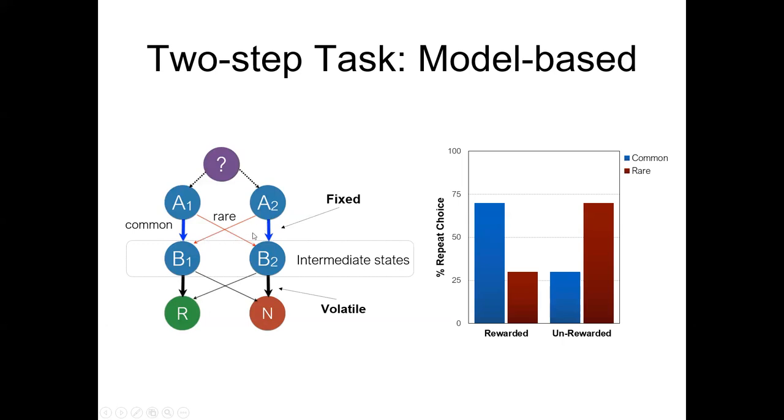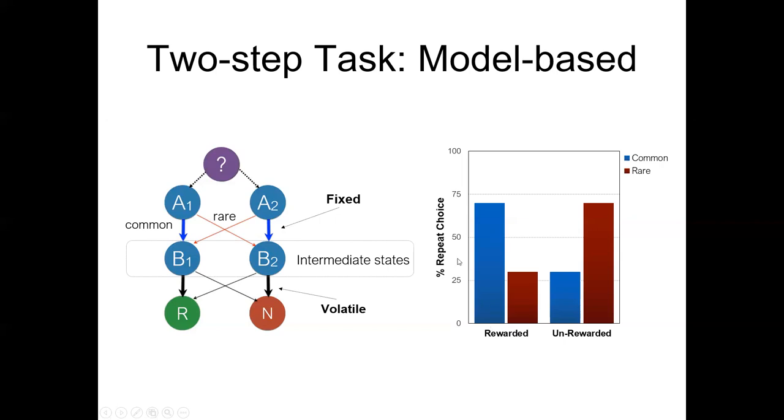So the key here is that the probability at this level is fixed and the probability at this level is not. So you should always adjust your action based on whether B1 or B2 is now associated with reward, right? So if you see an intermediate outcome which is common, then the reward event associated with the common intermediate outcome should be treated just as before. But if you happen to receive an intermediate outcome which is rare, then you should switch what you would do with the common state.